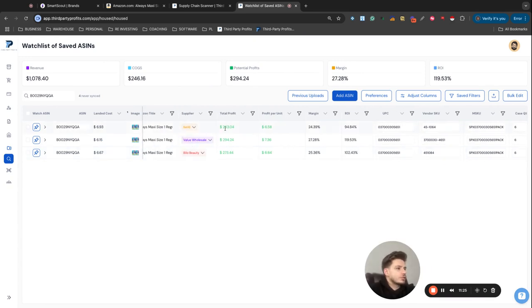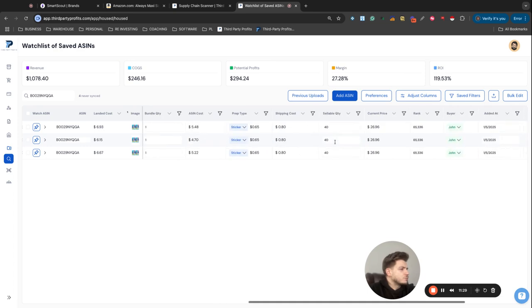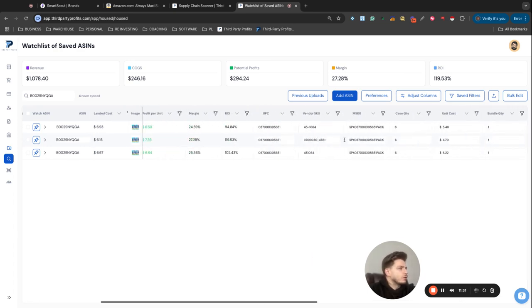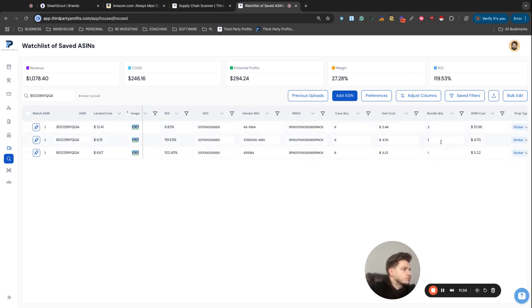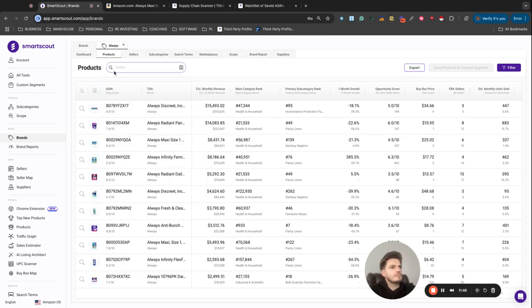See, this product could make us good money right now, but if that price decreases, well, then we could lose money on it. So the bundle quantity is also a 2-pack here. There we go. That's more like it. Low margin item, right? 10% with Value Wholesale. Doesn't really make sense. Let's keep going. Now let's see if we can search another brand. So let's go with a brand like maybe Secret.